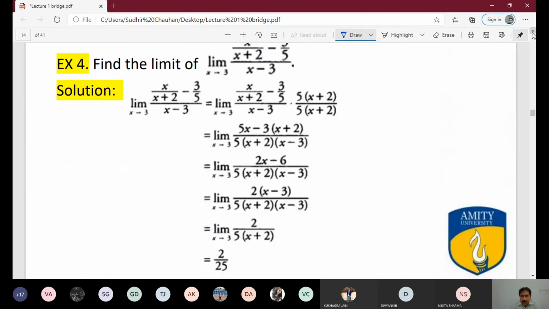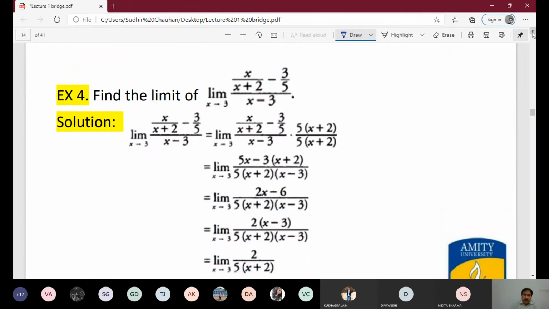So here we have another example. Find the limit of the function. We check limit x tends to 3. We put x is equal to 3. We can see that it is 3 by 5 minus 3 by 5, so it is 0. And in the denominator, if we put x is equal to 3, it is 0. So it is 0 over 0 form. Somehow we have to simplify and then check whether there is some common factor. If there is some common factor, we'll cancel them, and then we will try to evaluate the limit.